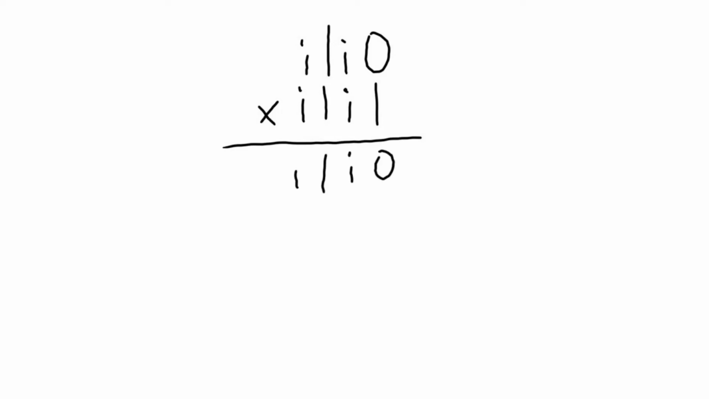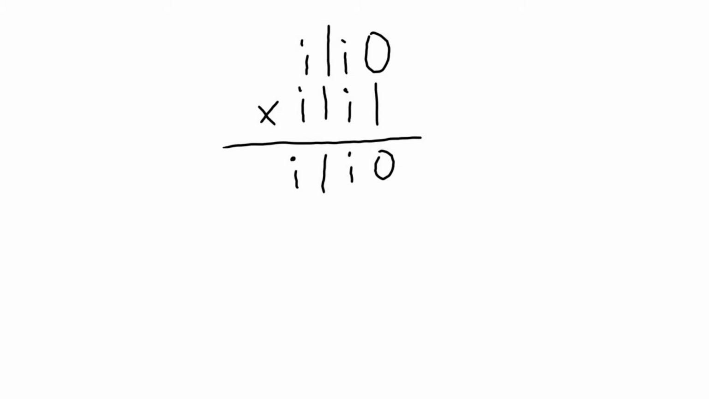Let's try I1, I0 times I1, I1, which is the same as 2 times 3 in decimal. But of course, since there are more digits, it's not quite as simple. Just like in decimal multiplication, we start with the rightmost digit of the second factor and multiply it by the first factor. In this case, the digit is 1, so we just put I1, I0 below the line. We then shift one place to the left and continue our multiplication process.